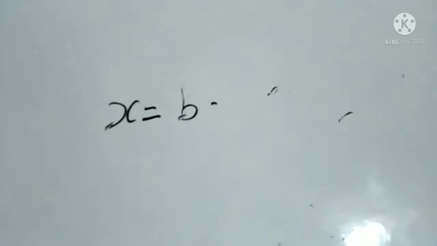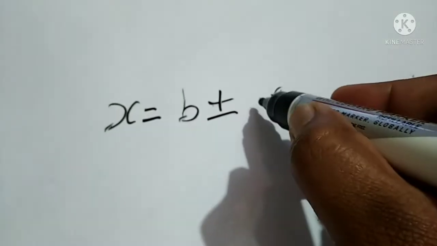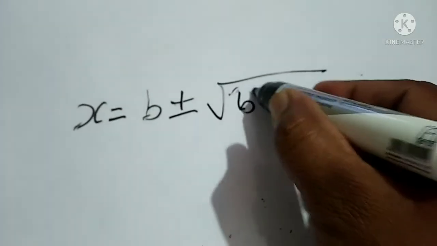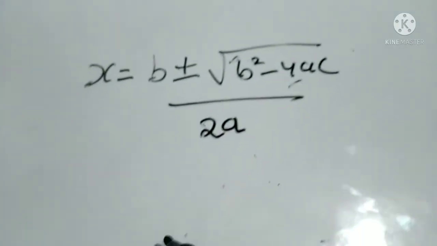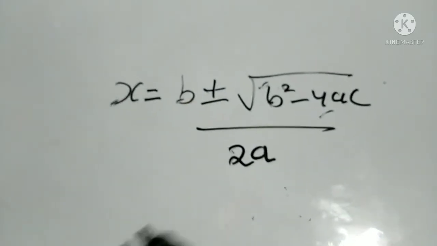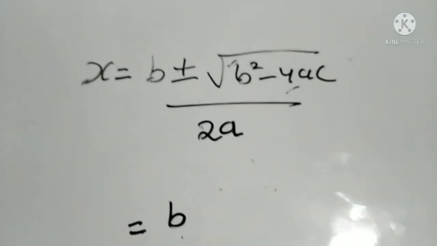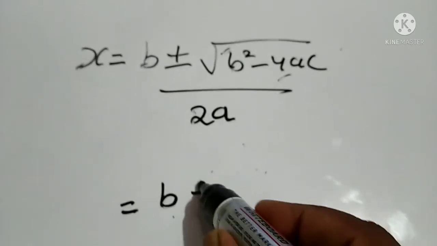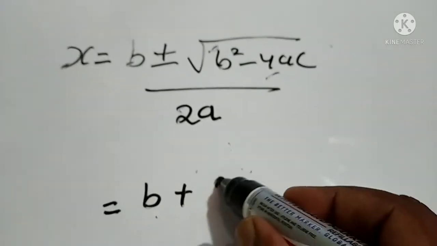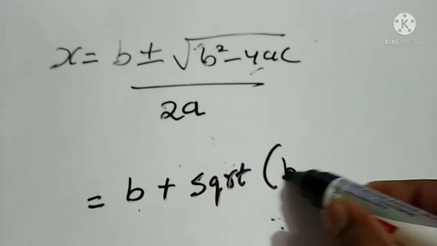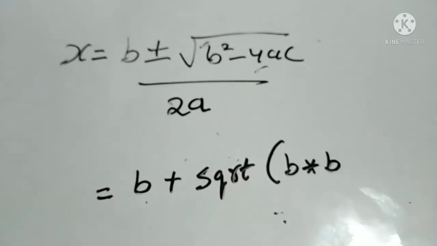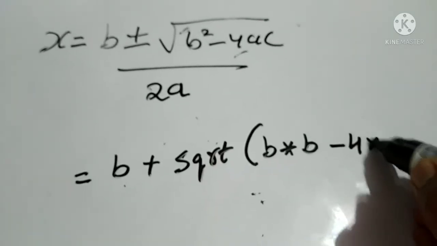One expression is there. If I want to know the value of the variable, x is equal to plus or minus square root of b square minus 4ac, divided by 2a. Let us write this in C language. So I will write it as b, then plus or minus I will write as plus, square root I write as sqrt, then in bracket b square, b into b, 4ac.